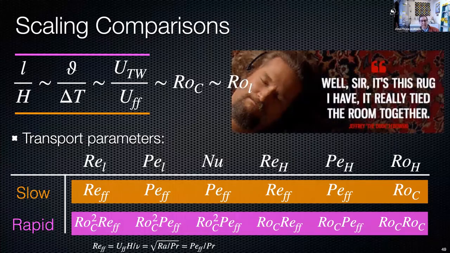So that's very simple. And that is, in a sense, our point. I want to say that really ROC ties the room together, right? That's the idea I want to get across, that there's a lot going on in the system, and yet in this framework, ROC is comparable to the local scale Rossby number. And we have these very simple relations between all the different transport phenomena. So ROC really ties things together.